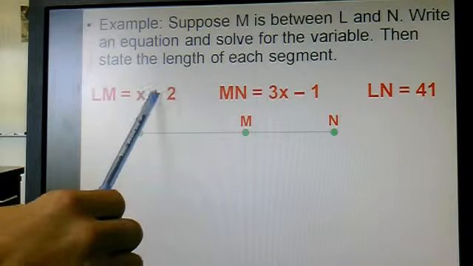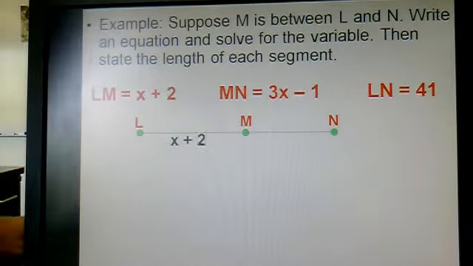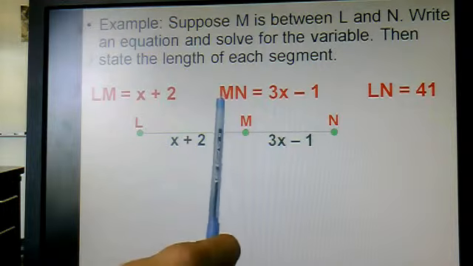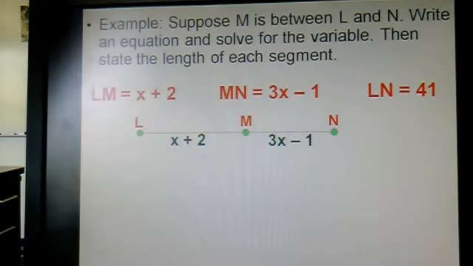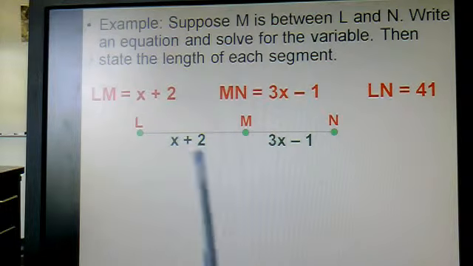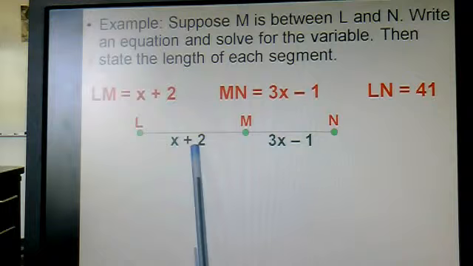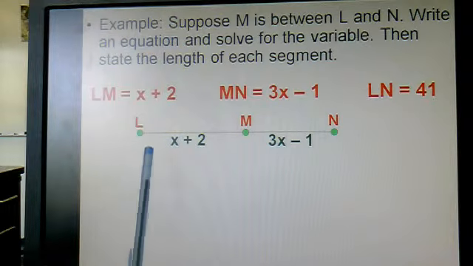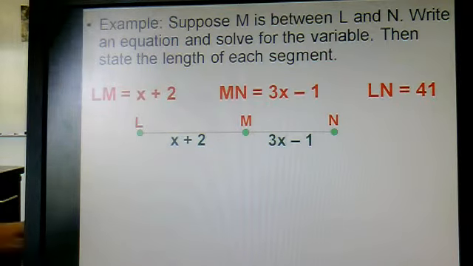I would typically write these right on the drawing, x plus 2 and 3x minus 1, and put them from M to N. This distance is 3x minus 1. For me, then it jumps out that if I added these two together, even though they're not numbers, I should get something equal to the entire length. There's your equation that you're trying to create.